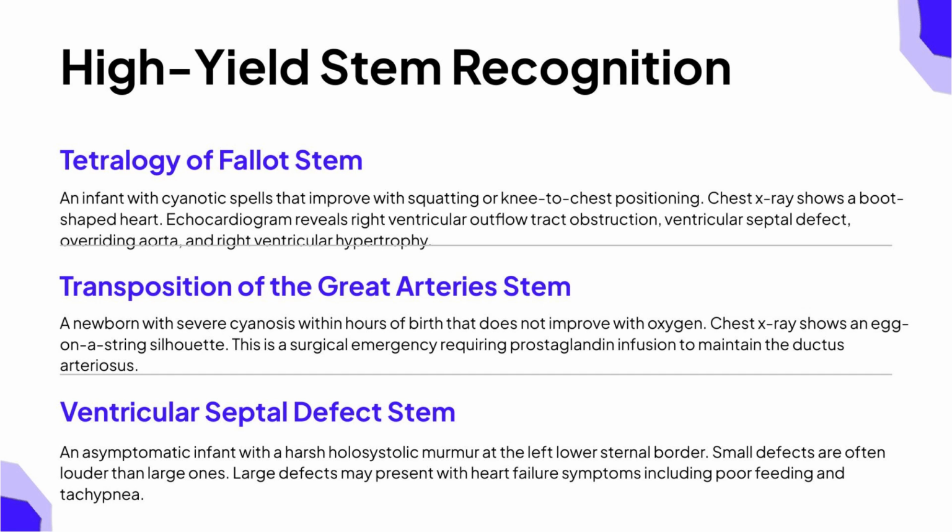For transposition of the Great Arteries, look for a newborn with severe cyanosis within hours of birth that does not improve with supplemental oxygen. The chest X-ray shows an egg-on-a-string silhouette. This is a surgical emergency requiring prostaglandin infusion to keep the ductus arteriosus open and maintain mixing of blood.